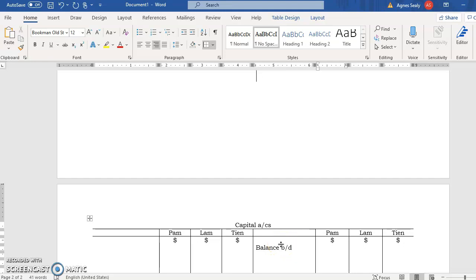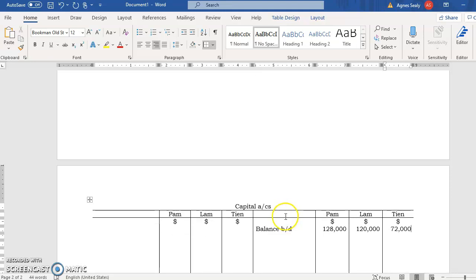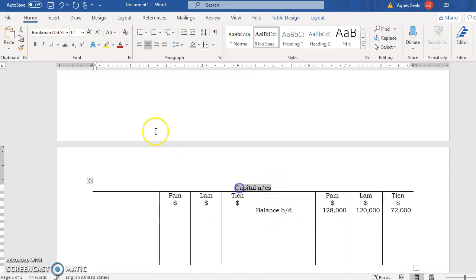Pam is $128,000. Lam $120,000. And Tien $72,000. Okay, so we've entered the balances on the capital accounts for the partners.